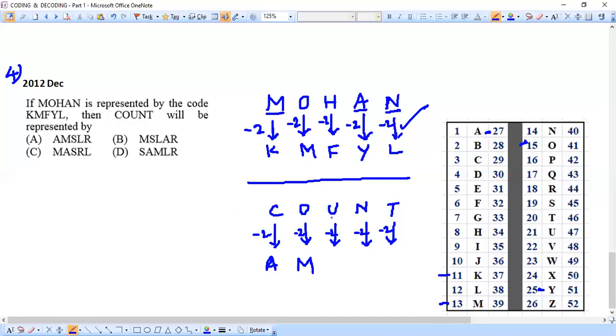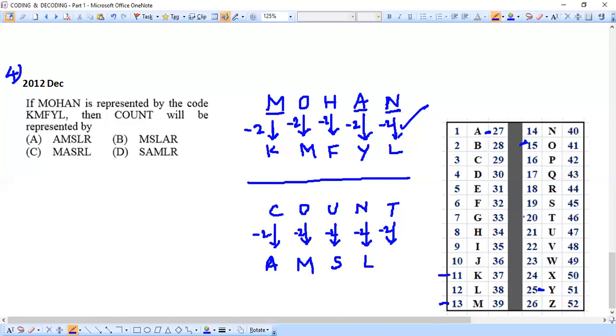U, the third letter U, we have to do -2. U is at the 21st position. When we do -2, we'll get 19, right? So 21 -2 will be 19. So 19 corresponds to S. We are nearing the answer. And again, N. From N, 14th position, do -2, we'll get 12. So 12 corresponds to L.